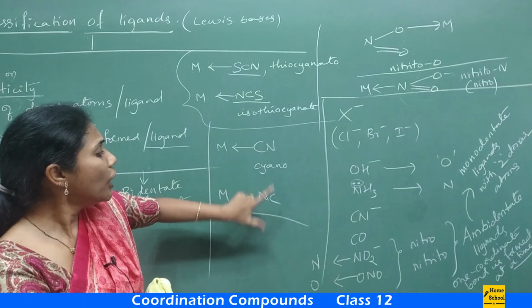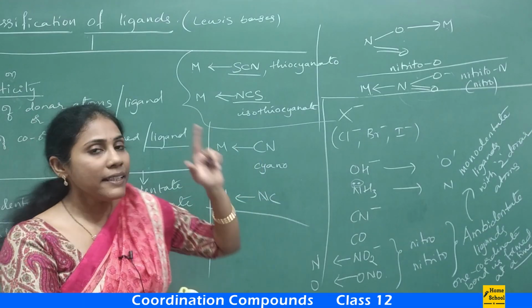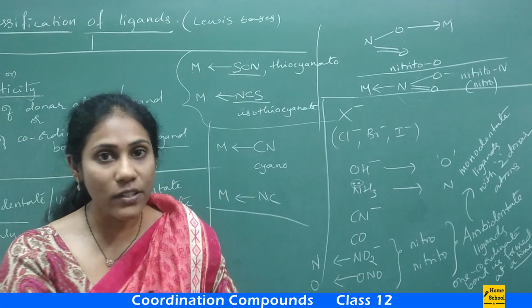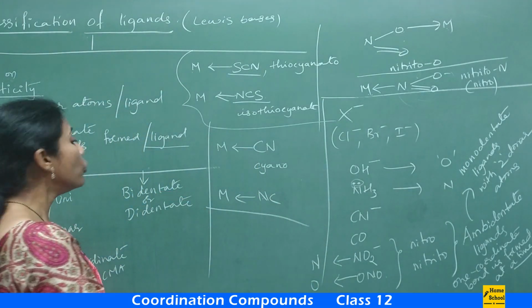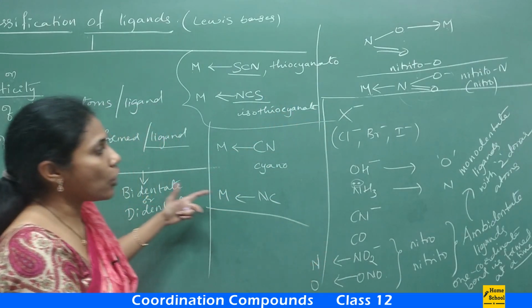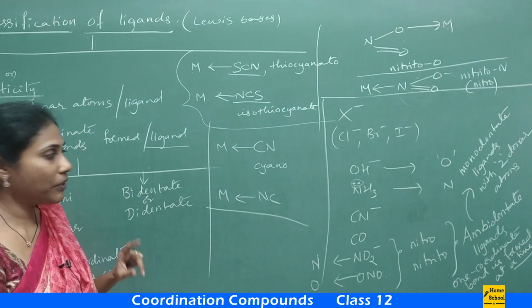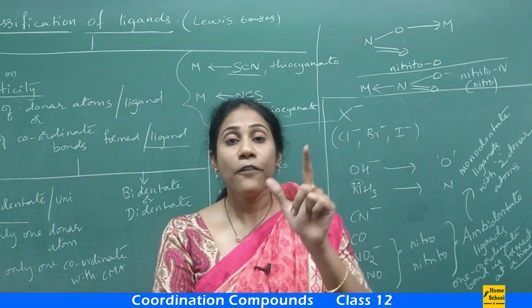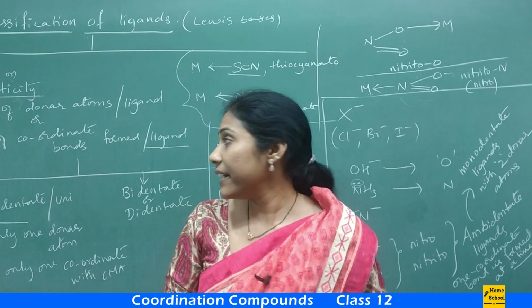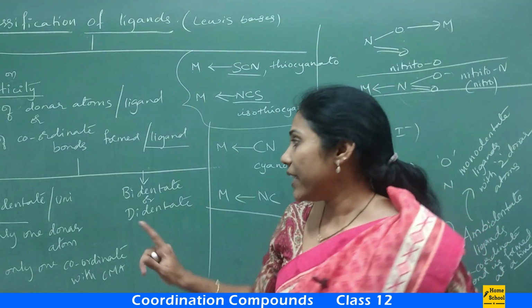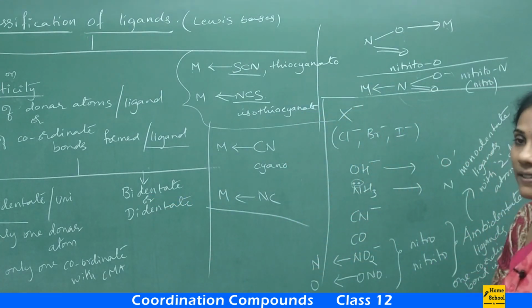They have 2 donor atoms, but a single coordinate bond is formed at a time. So that's why they come under monodentate ligands. All these are different examples of monodentate ligands. They have 1 donor atom at a time, and they form only 1 coordinate bond with the central atom at a time. So they are all monodentate ligands.